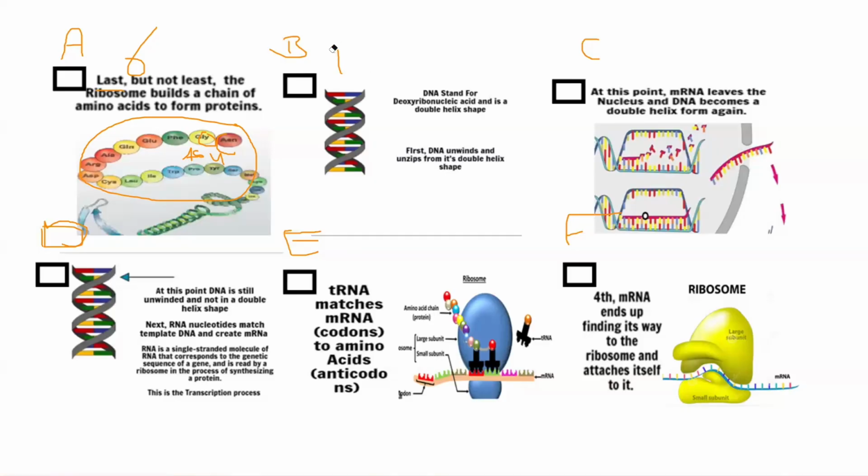Exactly. So this will be number one. This will be number two. Three: the mRNA will leave and go to the cytoplasm. In the cytoplasm, it will go to the ribosome. In the ribosome, the tRNA will find the right amino acid to match it with the mRNA, and the last step is forming the polypeptide.